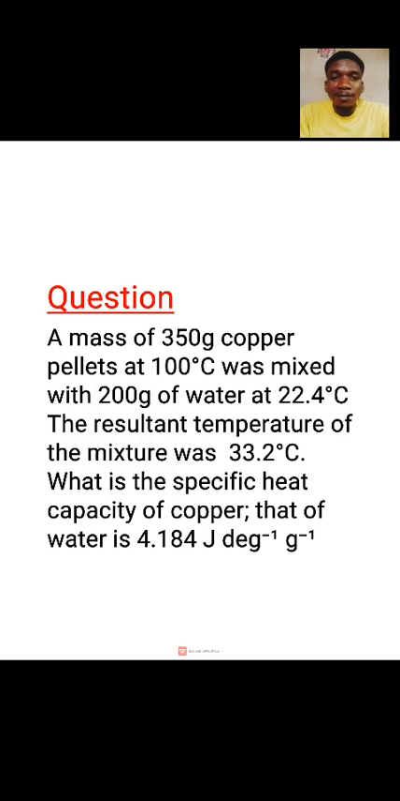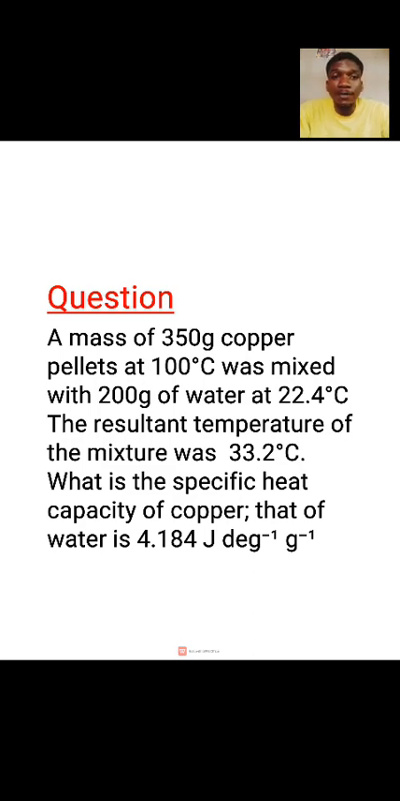Today we'll be looking at a question, and the question is: a mass of 350 grams of copper pellets at 100 degrees Celsius was mixed with 200 grams of water at 22.4 degrees Celsius. The resultant temperature of the mixture was 33.2 degrees Celsius. What is the specific heat capacity of copper? That of water is 4.184 joule per degree per gram.